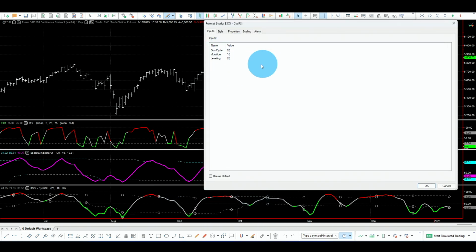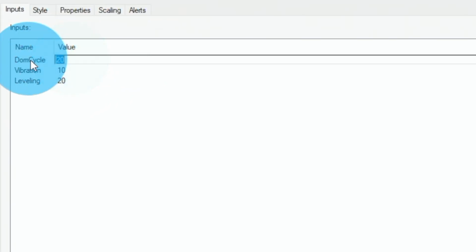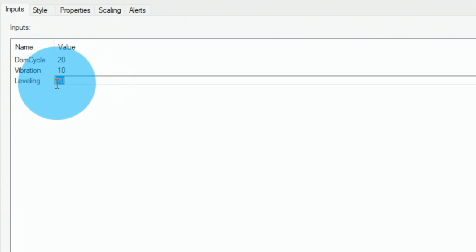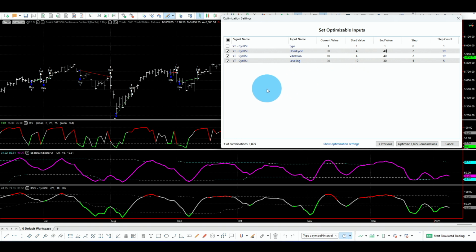So from the 3 parameters, reducing this produces more signals, reducing this produces more signals, and increasing this produces more signals. Now, of course, the book goes into details why each parameter is important and how to measure the dominant cycle. But like I mentioned, we are only interested to produce a different equity curve than the original RSI indicator. So here is the optimization for the strategy.